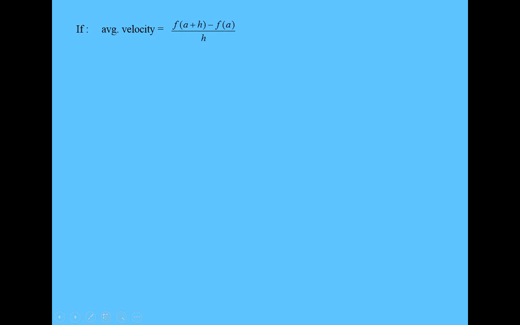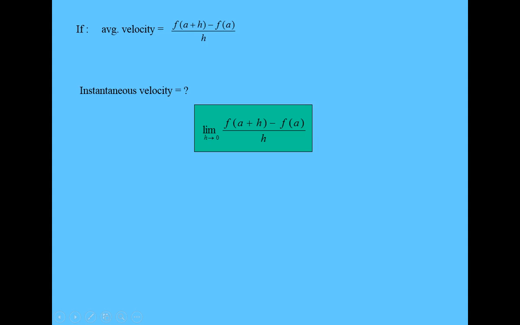If average velocity is f of a plus h minus f of a divided by h, how would we find instantaneous velocity? Hopefully you thought, well, if I take the limit of the average velocity as h goes to 0, that will find our instantaneous velocity. This means the velocity at time t equals a is equal to the slope of the tangent line at point P.